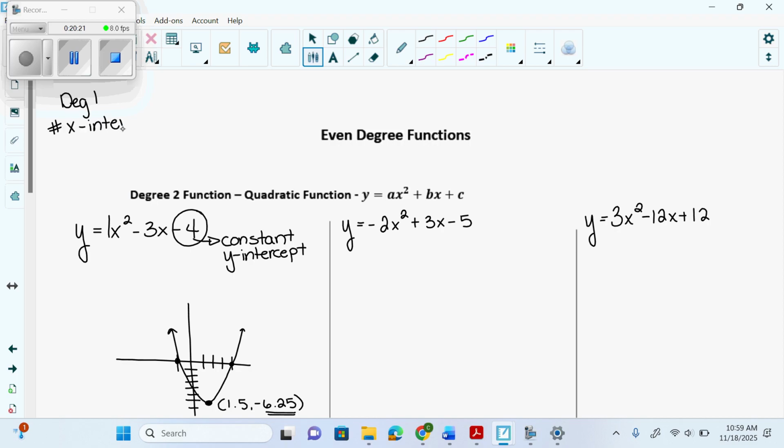1, that is it. Its lowest is 1 because it's degree 1. It crosses the axis, so its lowest is 1. And its highest is 1 because it's degree 1.